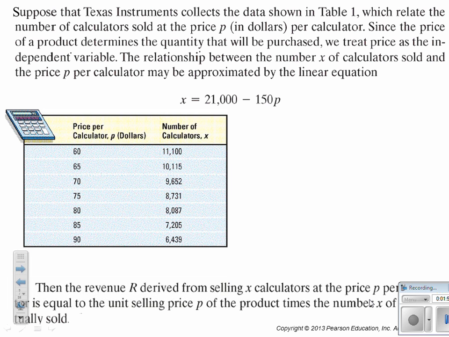We treat the price as the independent variable. So in this case, where normally money goes on the y, we're actually putting money on the x-axis this time. The relationship between the number x of calculators sold and the price p per calculator may be approximated by the linear equation x equals 21,000 minus 150p.